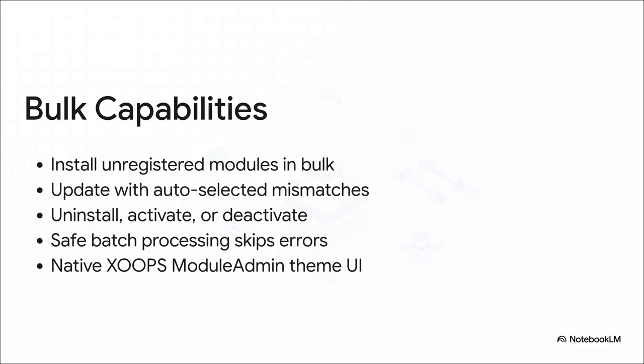The sheer amount of time you're going to save with these bulk action capabilities is just wild. Inside your admin panel, you now get these dedicated tabs. You can bulk install unregistered modules that are just hanging out on your disk. You can update installed modules, and get this, it automatically pre-selects version mismatches for you. Huge time saver. You can also uninstall, activate, or deactivate multiple packages all at once using a super clear yes or no interface. But the real game changer here is the safe batch processing.